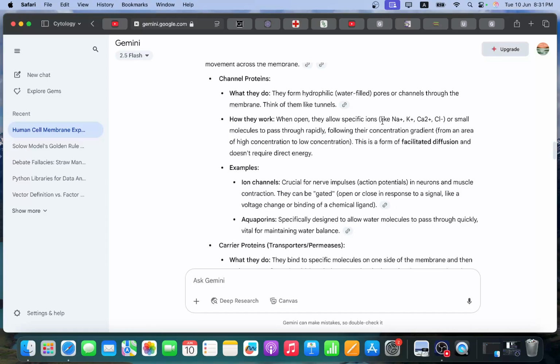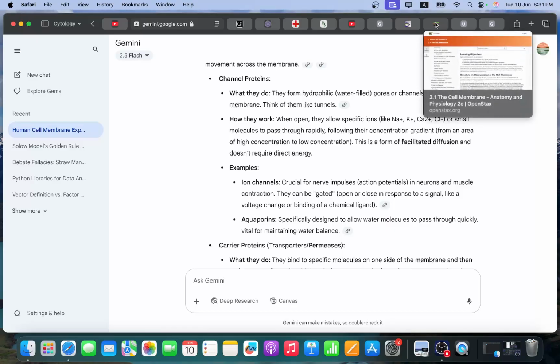When open, they allow specific ions or small molecules to pass through rapidly, following their concentration gradient from an area of high concentration to low concentration. This is a form of facilitated diffusion and doesn't require direct energy. Okay, energy is going to be a big part, and diffusion also. The textbook is going to talk about diffusion.